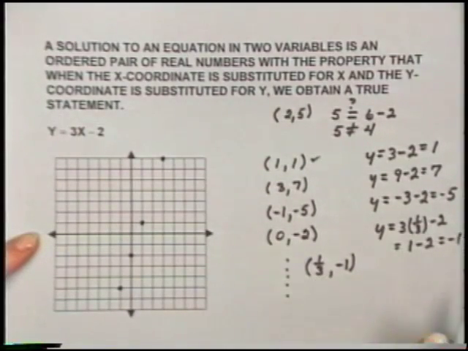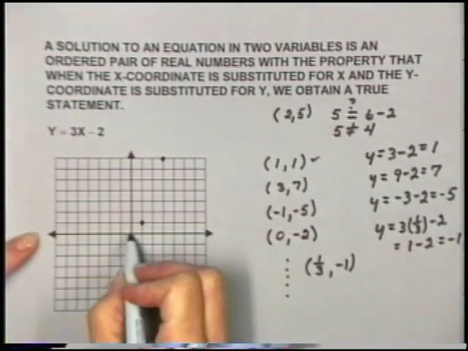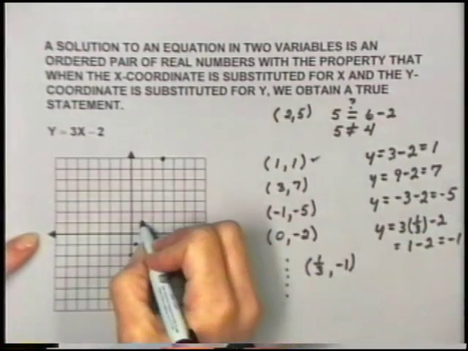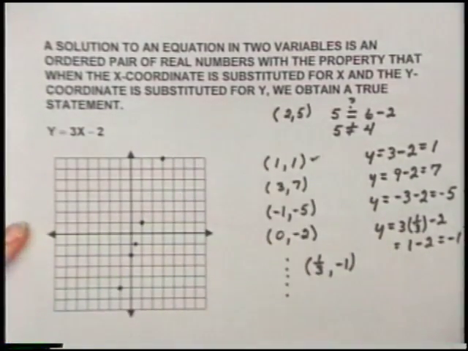Let's see if we can approximate where this point would be. If x is 1/3, I can just estimate about 1/3 of the distance between 0 and 1, and then my y coordinate is -1. Now you might notice that these points that we have located all seem to be lying in a straight line, and that's exactly what's happening.